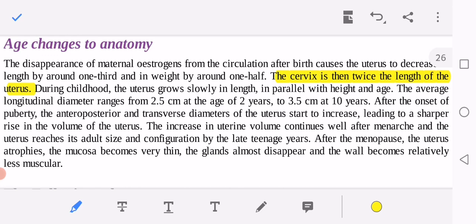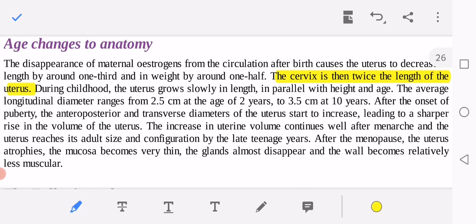During childhood, uterus grows slowly in length in parallel with the height and age. The average longitudinal diameter ranges from 2.5 centimeter at the age of 2 years to 3.5 centimeter at 10 years of age. And after the onset of puberty, the anteroposterior and transverse diameters of the uterus start to increase, leading to a sharper rise in the volume of the uterus. The increase in uterine volume continues well after menarche, and uterus reaches its adult size and configuration by late teenage years.